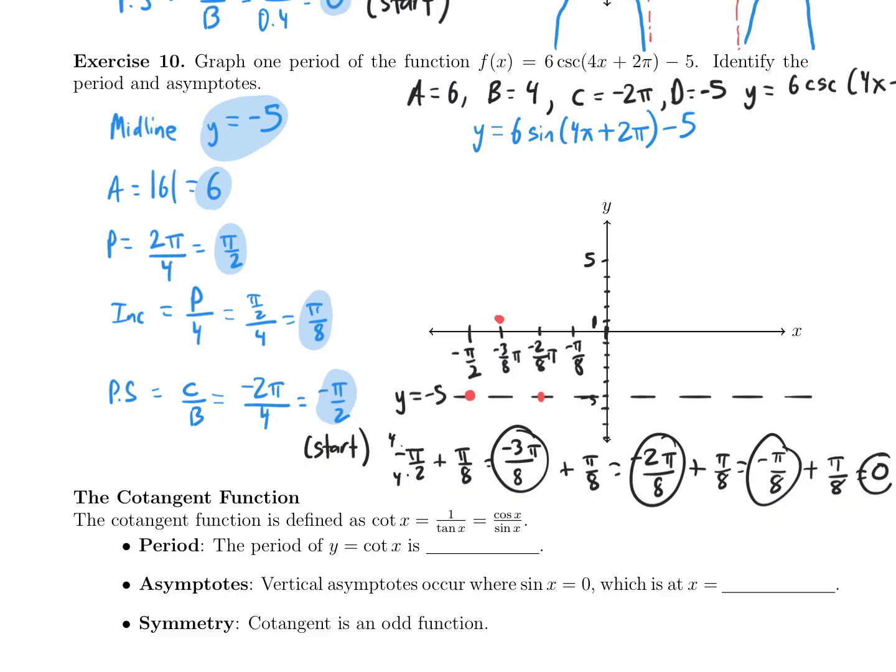Then at the next increment, you're going to go down 6 units. If you go down 6 units, you're going to have to extend this out a little bit more. 1, 2, 3, 4, 5, 6, way down here. And then finally back to 0. So here is our graph. This one should be dashed.